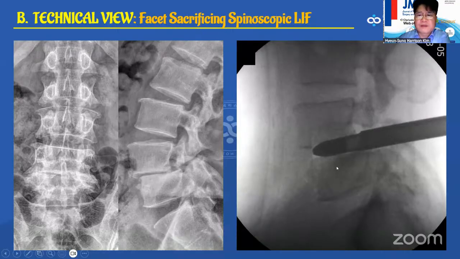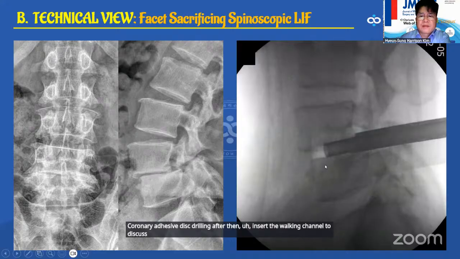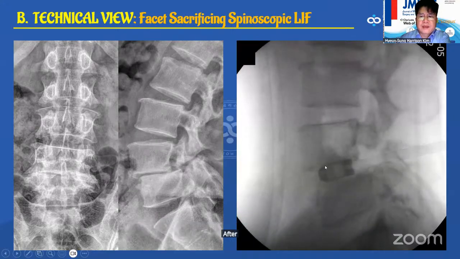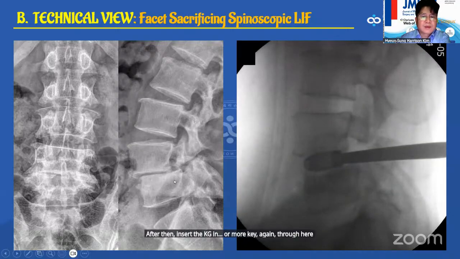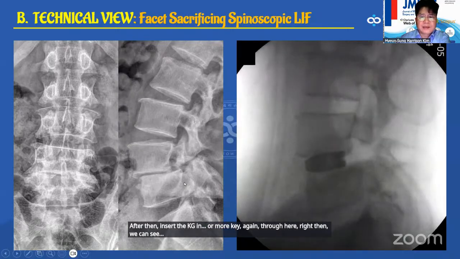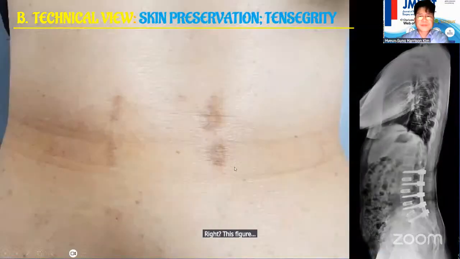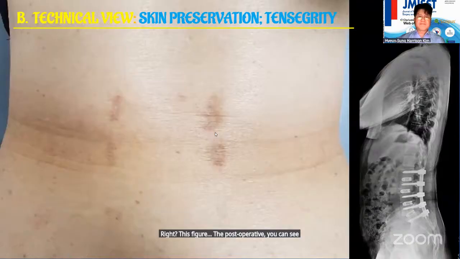Chronic adhesive disc drilling. After then, insert the working channel to this disc area. After then, insert the cage and one more cage again to here. Then we can see like this figure. The post-operative, you can see the skin like this.